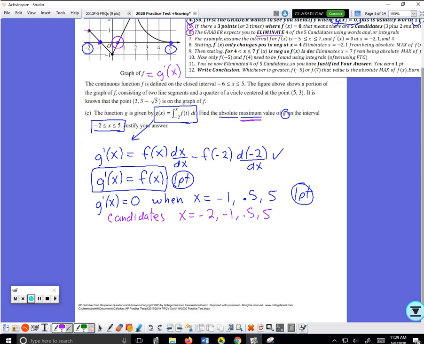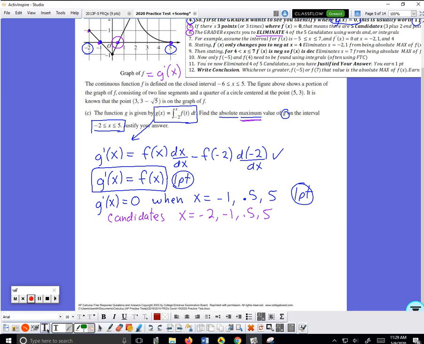So we'll use some words to do that. We can type that one to save a little handwriting here. You'll have to write it out, but I come up here and I write at x equal 0.5, g prime of x changes negative to positive, so g of x has a relative min at x equal 0.5. That's enough. You don't have to write anything else. The grader will accept that as sufficient justification that we have now eliminated x equal 0.5 as a candidate.